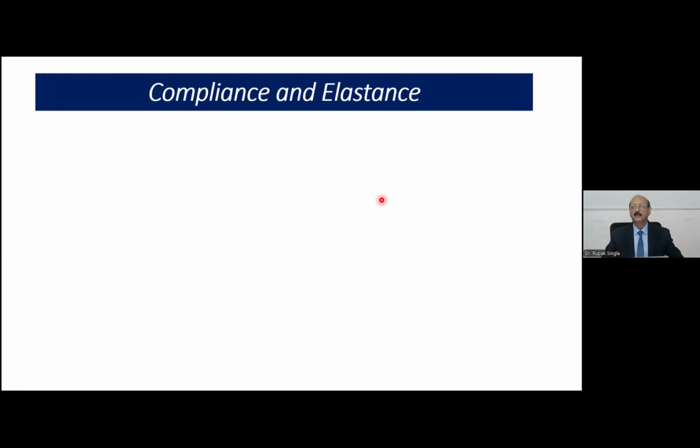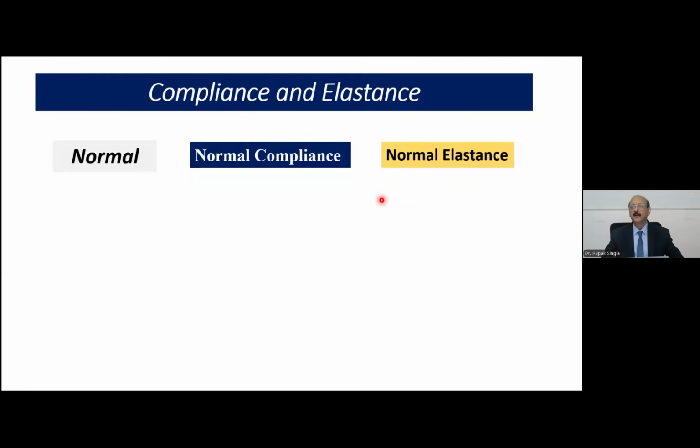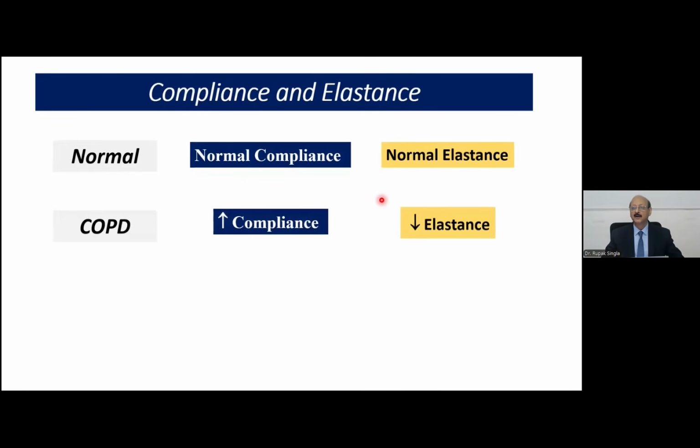So what we notice is that normal lungs will have normal compliance and normal elastance. In COPD, the compliance is increased, that is, the opening up of the air spaces is easier with the minimum pressure, while elastance is reduced. While in interstitial lung diseases, the compliance is reduced, but the elastance is increased.